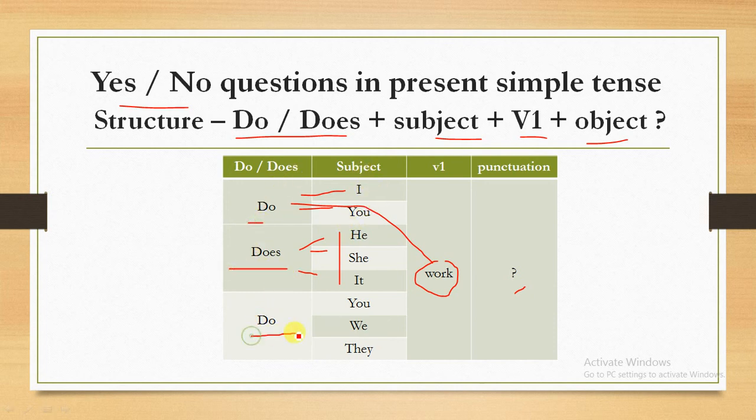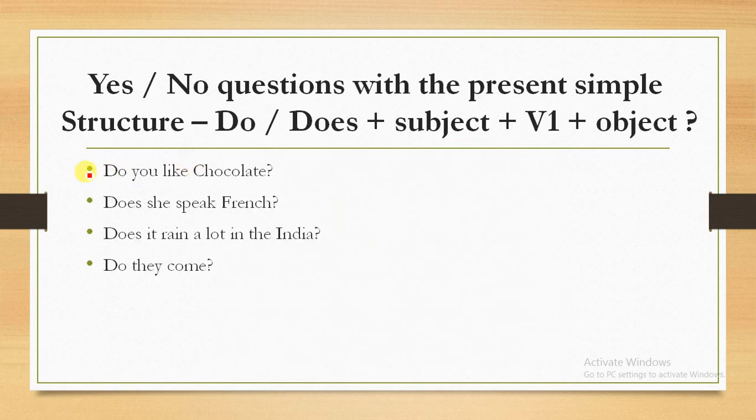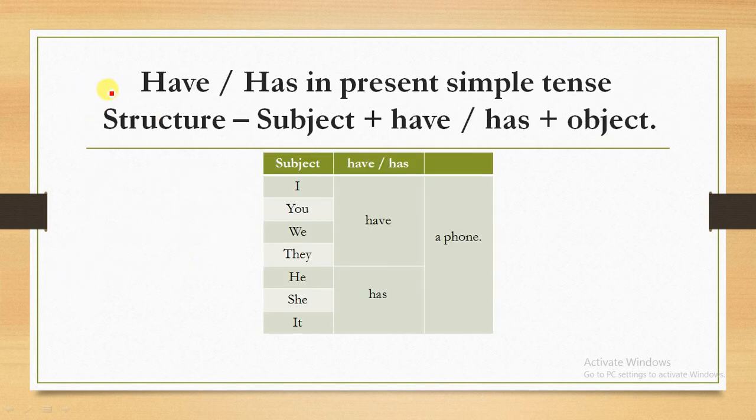If the be verb is present, then we just need to move the be verb in place of the subject, and the question will automatically be created. So here we will see, "Does she work?" Let's go through some examples. Do you like chocolate? Does she speak French? Does it rain a lot in India? Do they come?